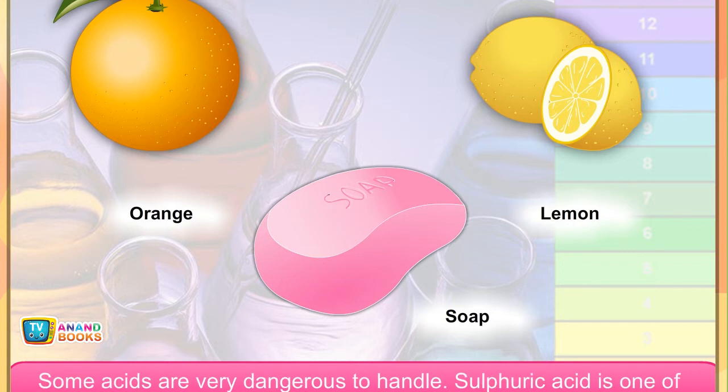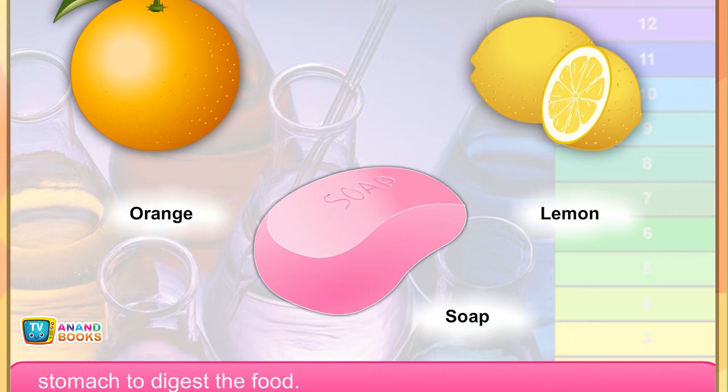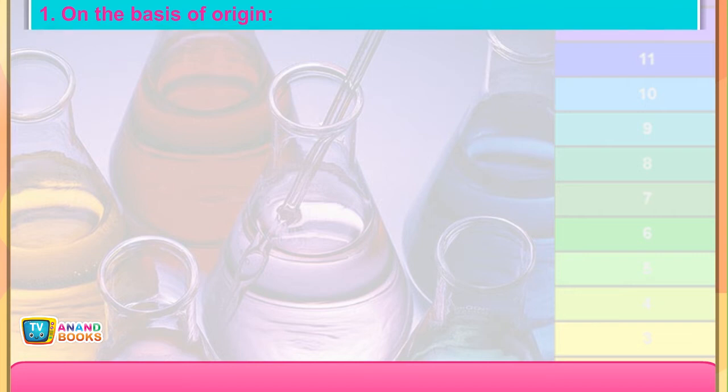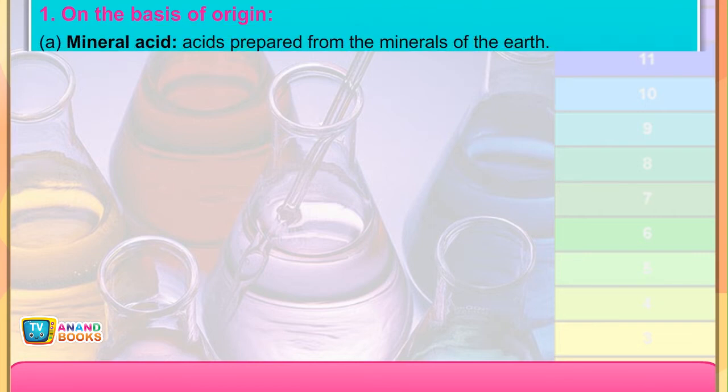Some acids are very dangerous to handle. Sulfuric acid is one of the strongest acids. Our body makes hydrochloric acid in the stomach to digest the food. Classification of acids. Acids are of 3 types. Number 1. On the basis of origin.